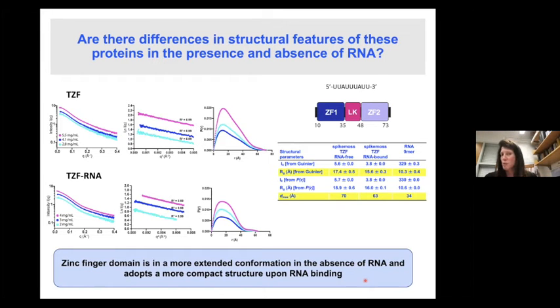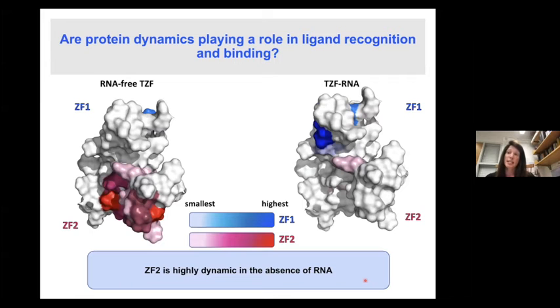Because of this, we found this really interesting and wanted to take this a step further. So we used another in-solution technique, nuclear magnetic resonance spectroscopy, and we monitored the dynamics of this zinc finger domain in solution. What you're looking at here on the left is the zinc finger domain in the RNA-free form of the protein, and any residue that is moving in solution is highlighted. For example, in zinc finger 1, in the absence of RNA, you only see one residue moving in solution. It's here. But if you compare zinc finger 2, in the absence of RNA, almost the entire domain is moving in solution.